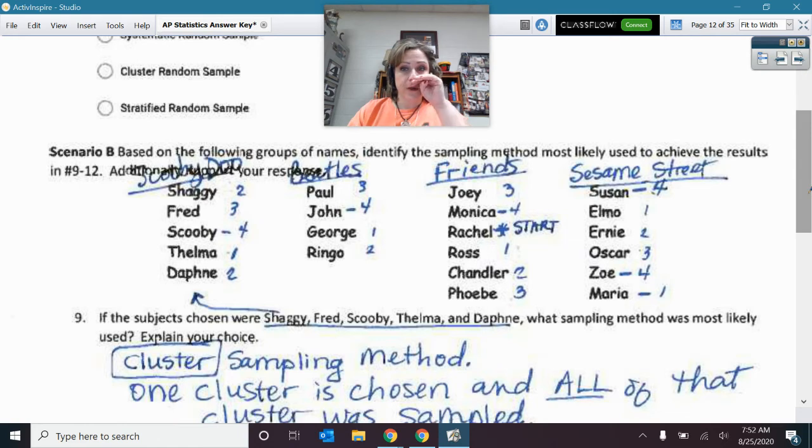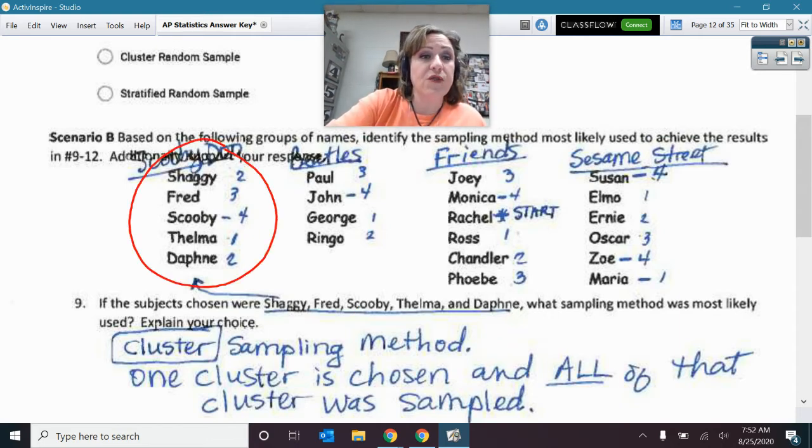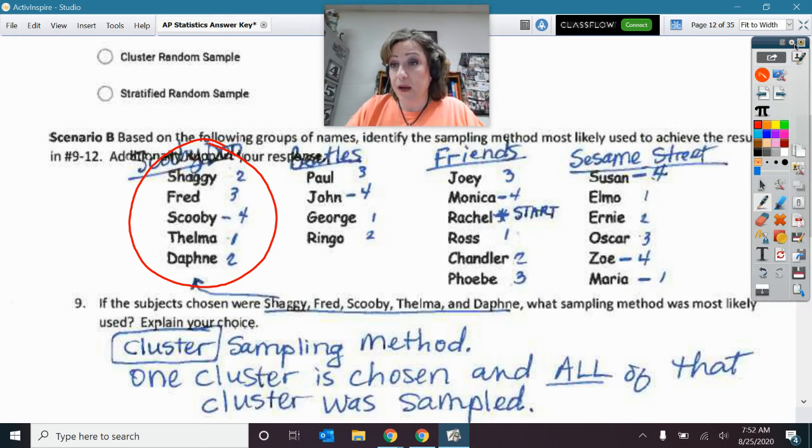All right, now these were the free response ones. So let's check these. These were fun. I got these off the internet and it was very interesting trying to figure them out. Okay. So they chose Shaggy, Fred, Scooby, Thelma, and Daphne. So I could tell that all of the ones from this group were chosen. So in my mind, then, that must mean these sections were clusters, and once they selected a random cluster, they sampled all of it. Hey, cluster, you're a group. I will sample all of you, okay?